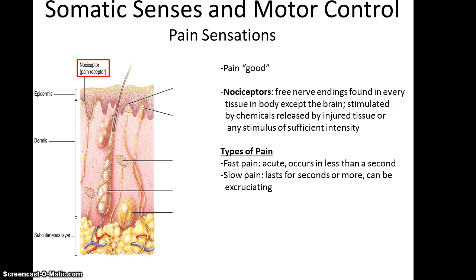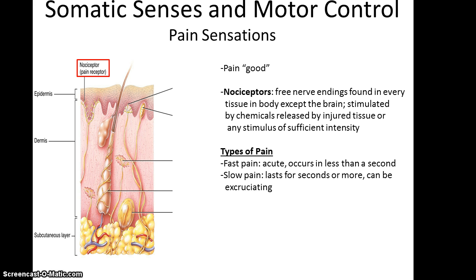And then there's the nociceptors. Pain. Pain is a good sensation. You want to know when something is hurting you. That way you stop letting it hurt you. Nociceptors are also thought to be free nerve endings, and they are found in every tissue in the body except the brain. The brain doesn't feel pain. And they tend to be stimulated by chemicals released from injured tissue or by any stimulus of sufficient intensity.